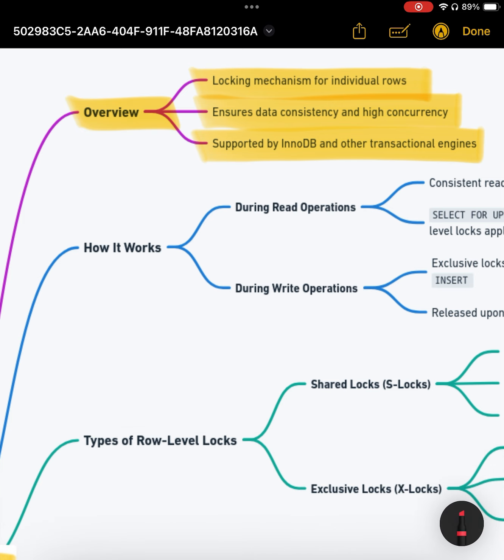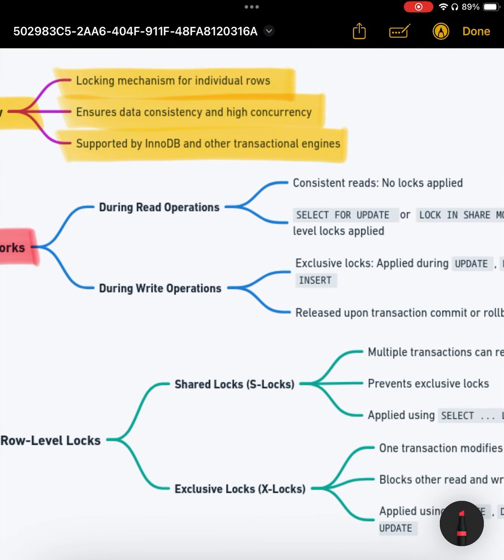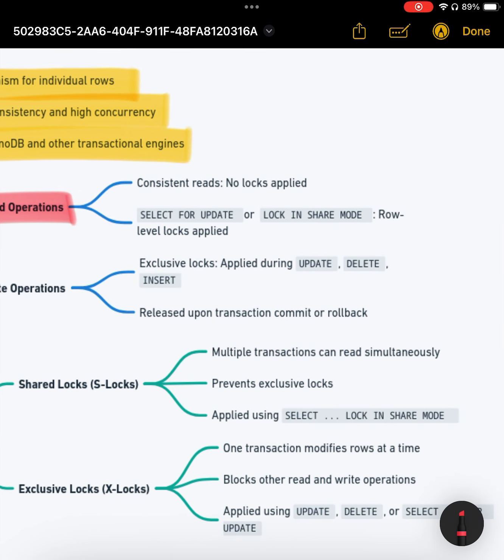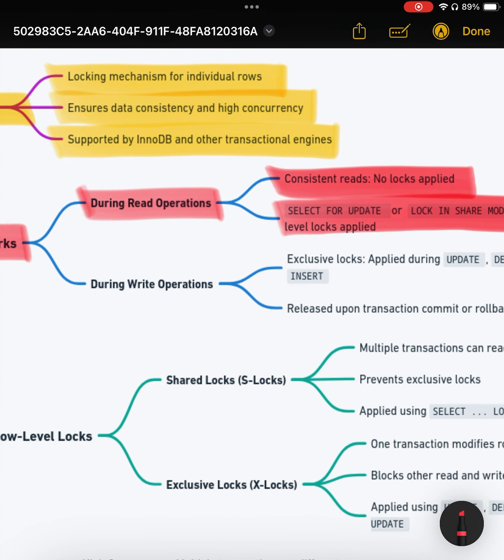2. How it works. Row-level locks behave differently depending on the operation. During read operations, for regular select queries, non-locking mode, no locks are applied, ensuring smooth and conflict-free reads. For locking reads, such as select for update or lock in share mode, row-level locks are applied. These locks ensure that the data being read cannot be modified by other transactions until the lock is released.